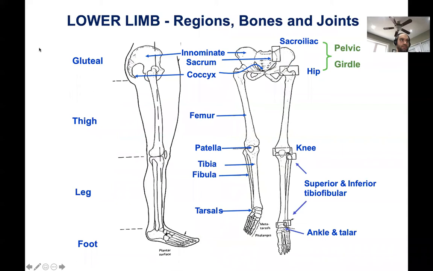So let's get to the osteology part of things. Let's start from the top, guys. So the sacrum, if you guys remember, is the end portion of the spinal column, right? We have the sacrum over here, and then the coccyx is that tailbone, that last little bit of the spinal column.